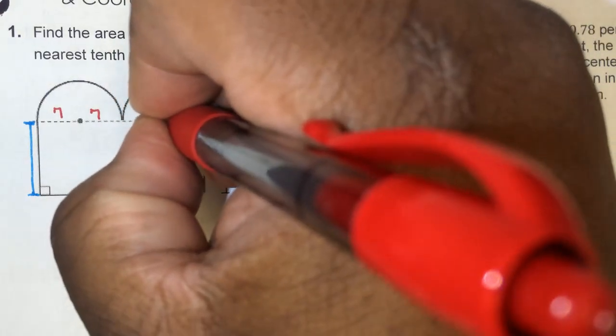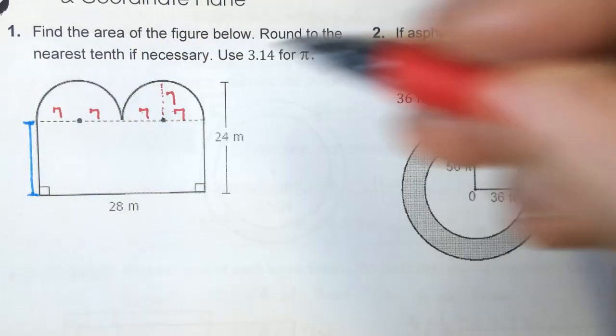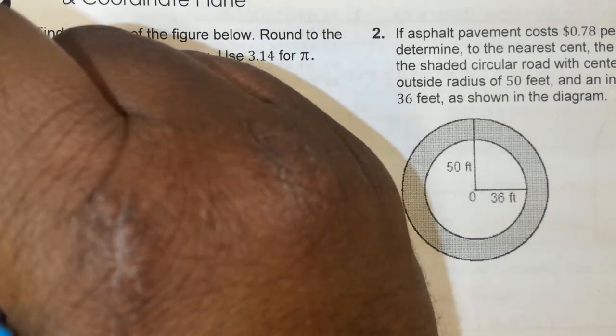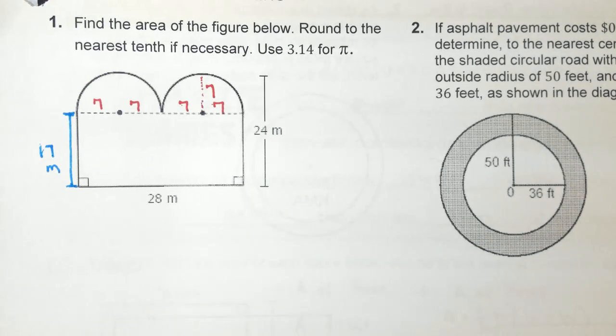Yeah, radius also goes up this direction. We don't want to forget. 24 minus 7 will give us 17 meters. Alright, I just wanted to help y'all out on that one. I made it easy for you.